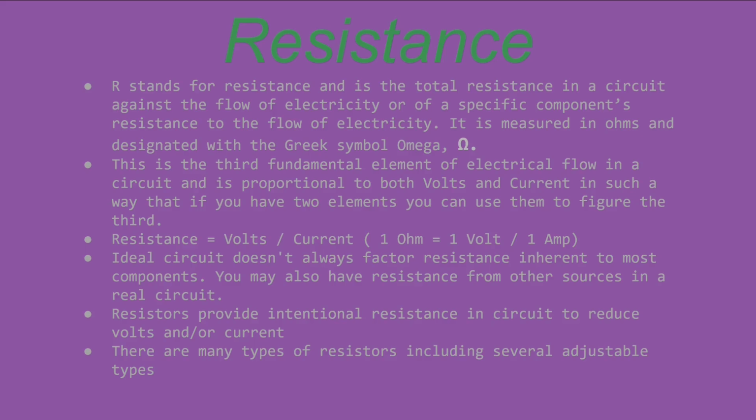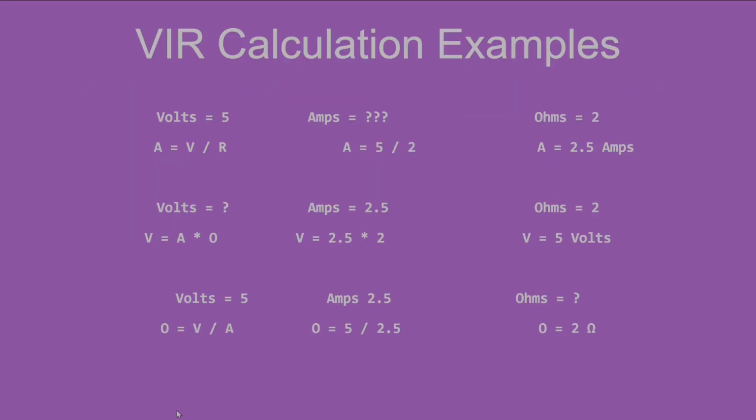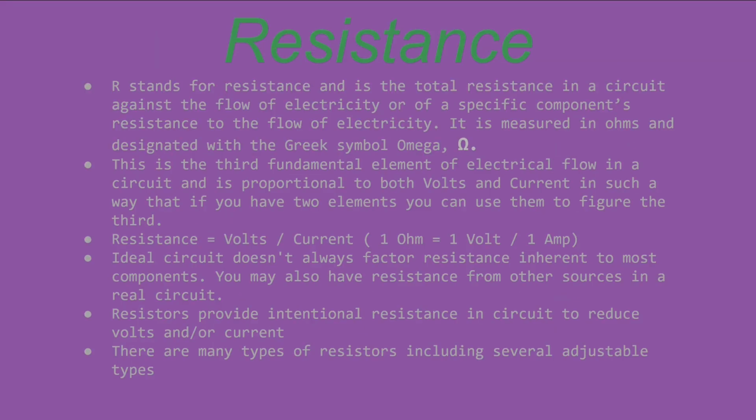Then resistors are passive components that we put into a circuit to create intentional resistance, voltage, and current for a number of reasons. All right, let's do some basic example calculations here. Keep in mind this is ideal circuit stuff. We've also converted everything to standard units: volts, amps, ohms, without any prefixes. So if we have 5 volts and 2 ohms, we know that the circuit has 2.5 amps of current. If we have 2.5 amps of current and 2 ohms, we know the voltage is 5 volts. If we have 5 volts and 2.5 amps, we know the resistance is 2 ohms. We'll get to that in a later video.